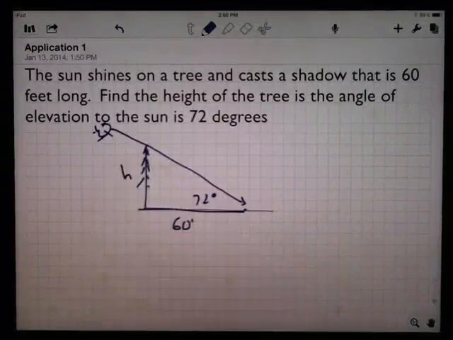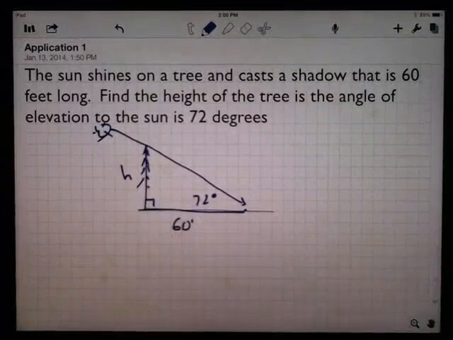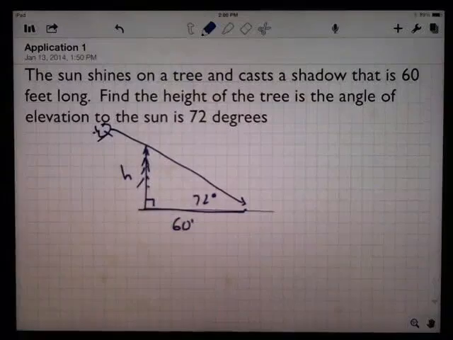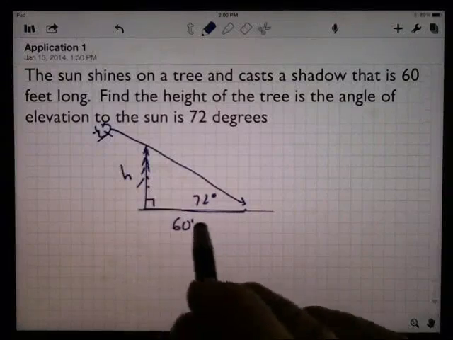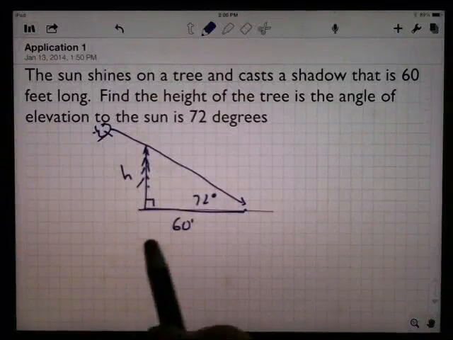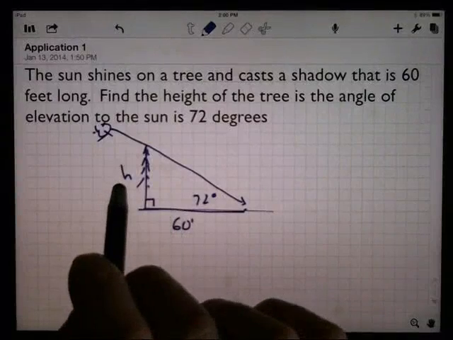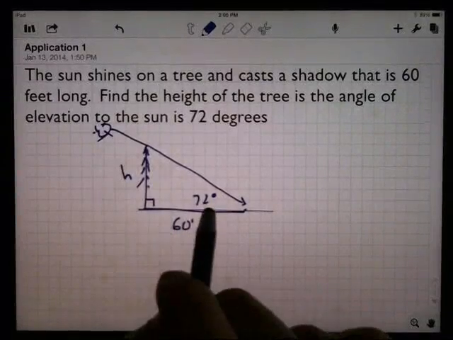Let's call that h. I have to assume that the tree's standing straight up and down, and that the ground is flat, because I need to have a right angle in order to do this. Later on in the quarter we'll be able to do it when there's not a right angle, but for the time being I have to assume a right angle here. So here's my picture. I've got a 72 degree angle, a side length of 60, and this unknown side. These two sides, that angle.